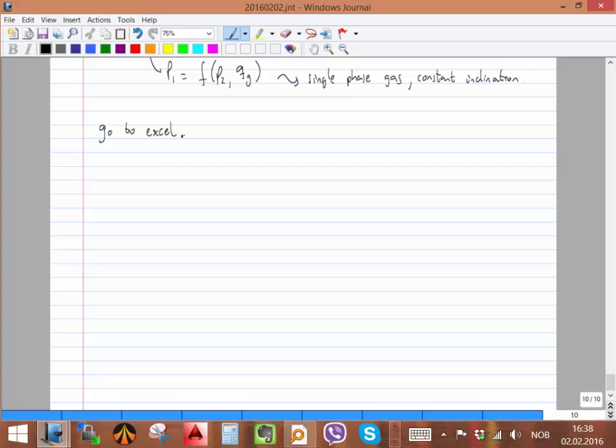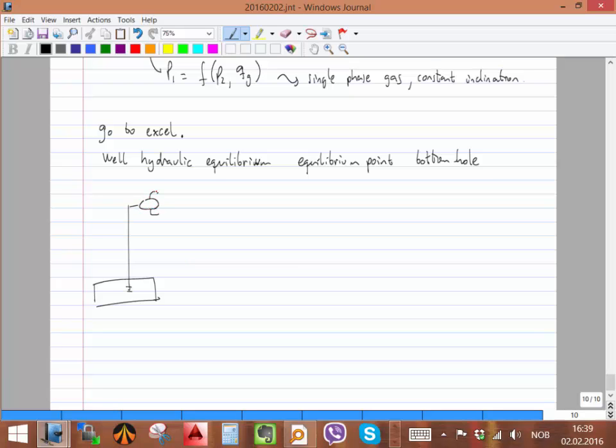Go to Excel, and now we are going to do single well hydraulic equilibrium. And I'm going to choose for that the equilibrium point at the bottom hole. That means if I have my gas well, I'm going to assume that the separator is very close to the well. That's typically what you have in the US: a single well, and each well has its own separator, and you can assume that the wellhead pressure is almost the separator pressure.